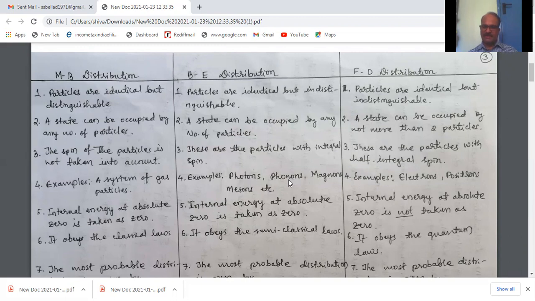Similarly, the energy of the magnetic field is also quantized, and that is called magnons. And mesons are present inside the nucleus, which helps in conversion of a proton into a neutron and a neutron into a proton. So these are the examples for the Bose-Einstein distribution. And the fifth point is that internal energy at absolute zero is taken as zero. So this is also the classical idea. It obeys the semi-classical ideas.